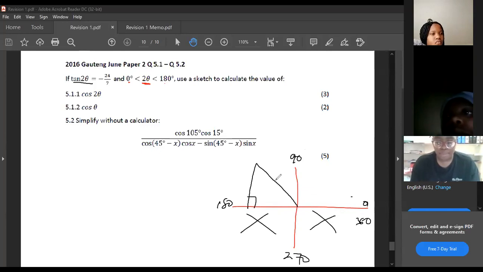If it's the second quadrant, then I start placing my values. Remember, this is for 2 theta. It's a diagram for 2 theta.